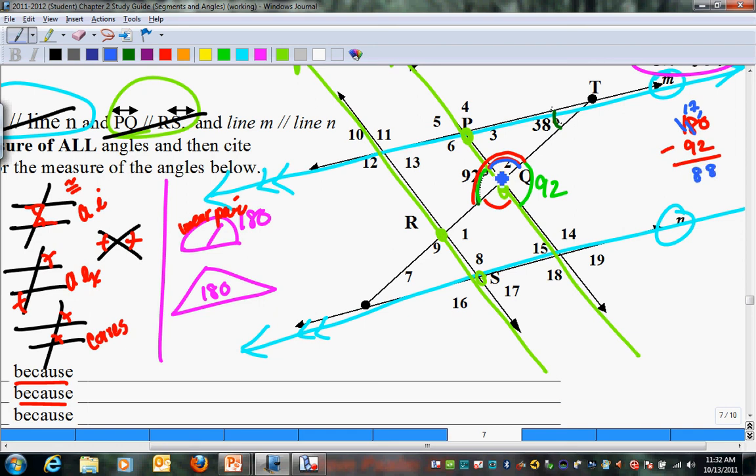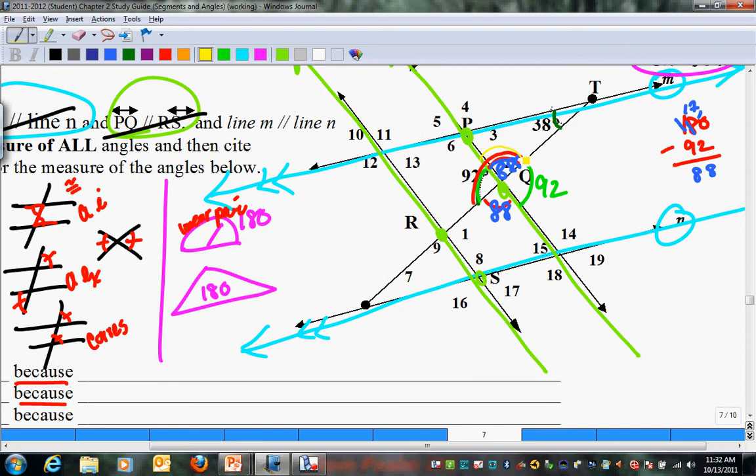88 is correct, so I'm going to do 88. So now we have angle 2 is 88. So now what else can we find? The one across from it, underneath it. Underneath it, yep. Oh, and we've got 9 too. Good call, because if you look here, oh, that's too big.